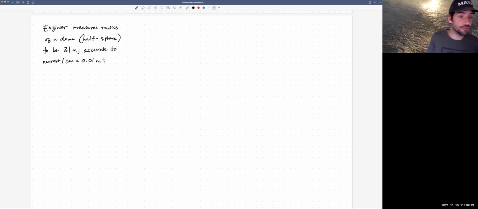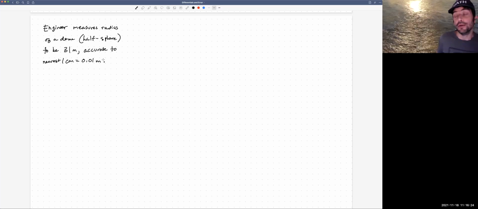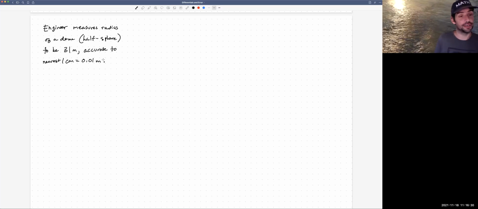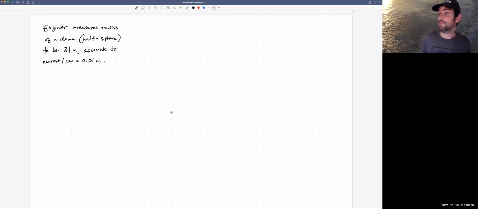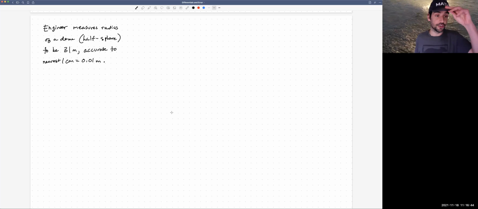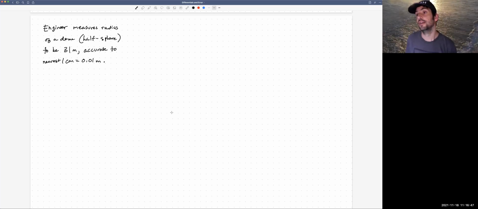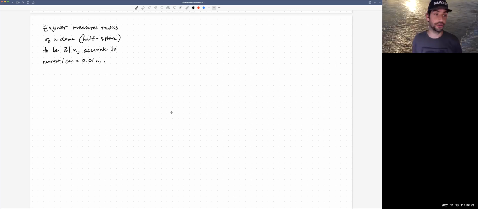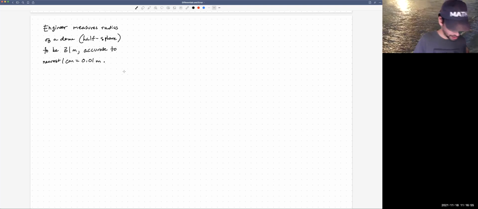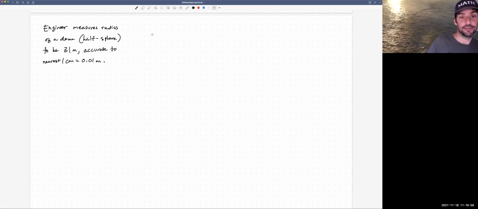So we don't know the true radius of this half sphere, but we know that the process by which we took the measurement could lead to an error of up to an entire centimeter, or 1/100th of a meter. We want to know, what does that mean? Maybe we're installing the air circulation system, and we want to know the volume of air that's going to be inside this dome. So we want to estimate the error we might have in the volume. Is it a big enough error that we have to worry about it when we're installing this system? Well, let's use differentials to do this.